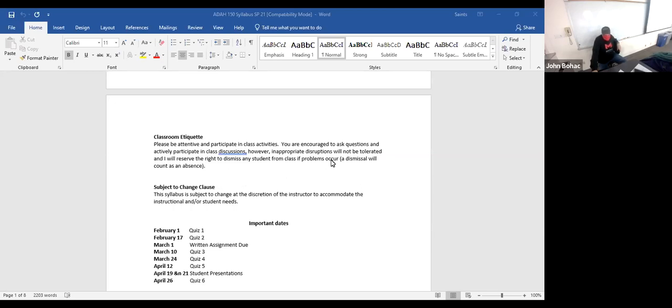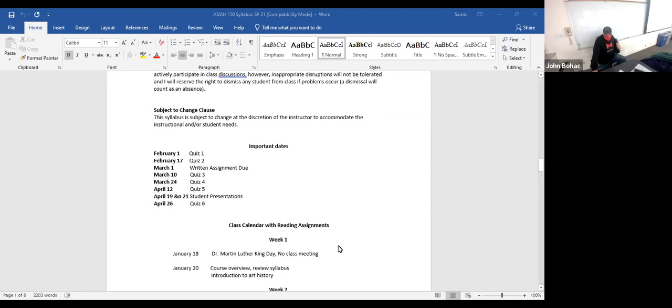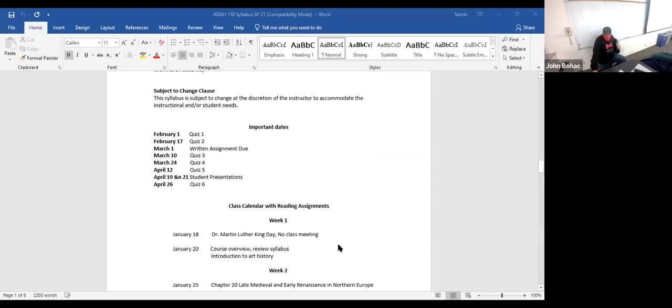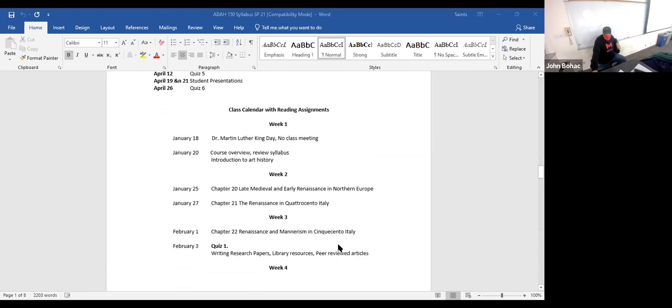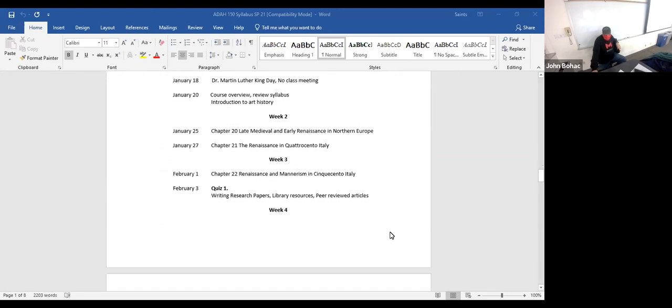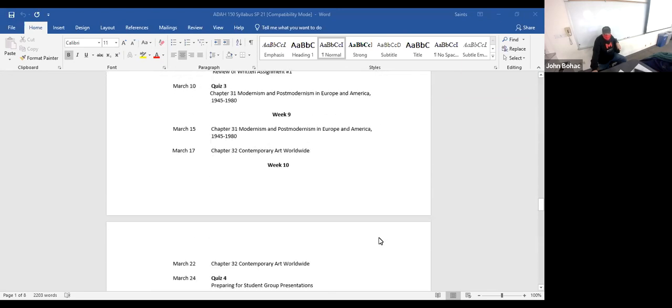This probably shouldn't even be in here, but here are the important dates. Here are the quizzes and the written assignment. We're going to try to get that done quickly, by March 1st, and student presentations towards the end. And here are the reading assignments, Monday, Wednesday, Monday, Wednesday. So this is the schedule.